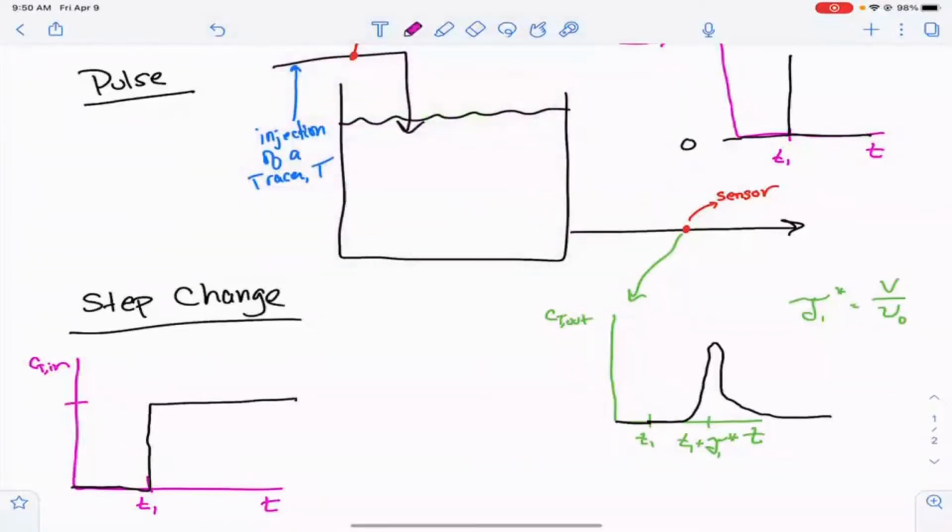And we'll call that CT0. And now we're going to measure the concentration of the sensor during that step change. So that's CT out. And what's going to happen? Well, if we were to measure this, again, we have two characteristic times. We have T1 and T1 plus tau 1. And so what's going to happen when we do the step change?